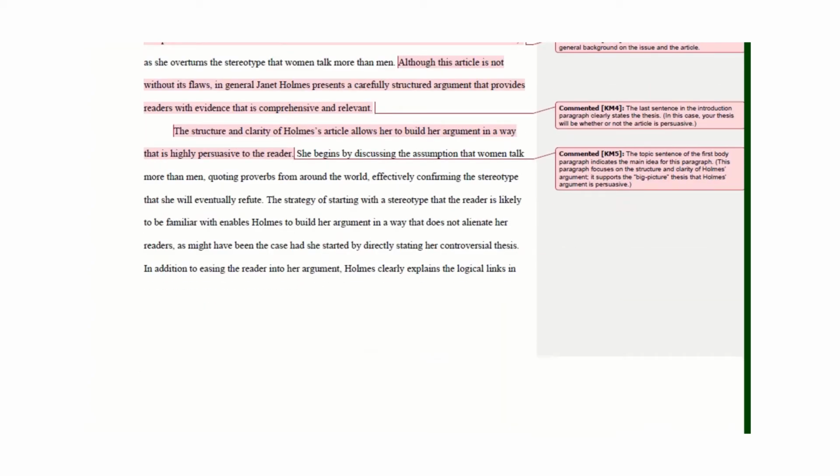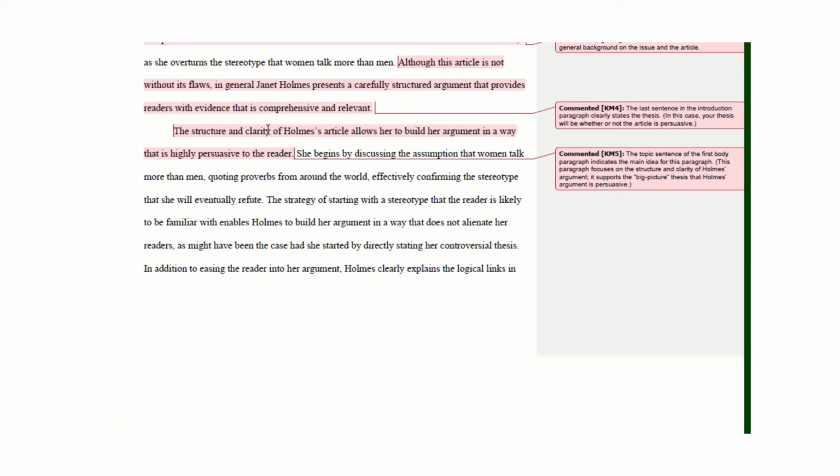You'll notice in the student sample, the topic sentence is the first sentence in the body paragraph, and the topic sentence relates to your overall thesis. For example, this student writes, the structure and clarity of Holmes's article allows her to build her argument in a way that is highly persuasive to the reader. So if you think that the article is highly persuasive, you're going to want to mention that in your topic sentence, and then connect it to the point that the paragraph will be focusing on. We see from the topic sentence that this student is going to be talking about the structure and clarity of the article.